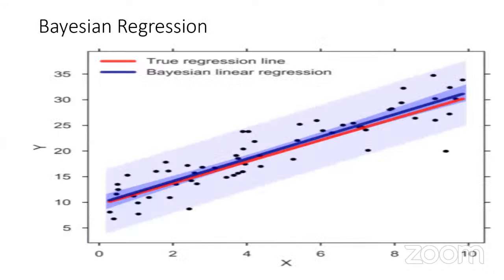And Bayesian regression is another important method to improve linear regression. Two regression lines may be there, this red colored one. Bayesian linear regression is indicated in blue, which facilitates a little more accurate and stable prediction of the data.